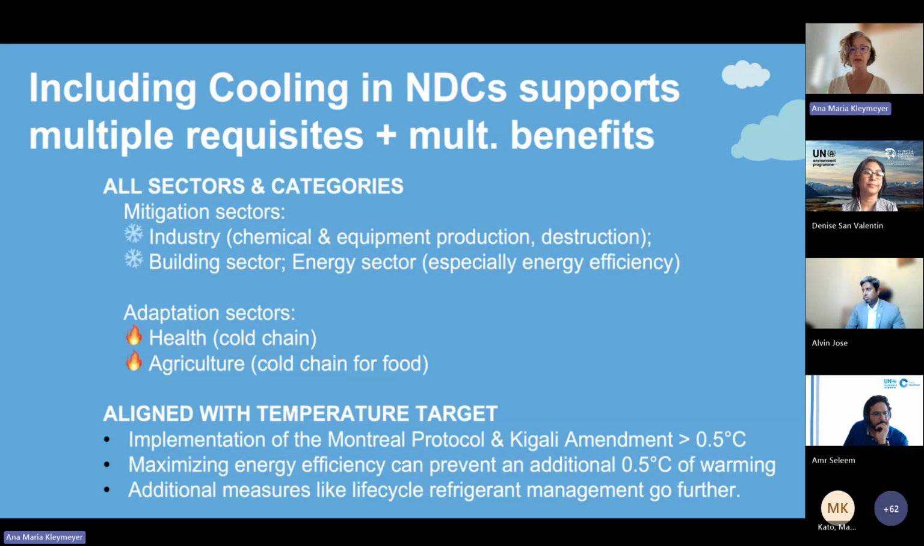And so ensuring that we are on track with the Montreal Protocol, or maybe even exceeding the commitments of the Montreal Protocol, is really important. And then the energy efficiency part of that can prevent an additional 0.5 degrees of warming. So up to 1 degree of warming could be prevented by full or even exceeding the implementation of the Montreal Protocol and the Kigali Amendment. And then Anastasia will tell us more also about how measures in the life cycle refrigerant management can go even further.